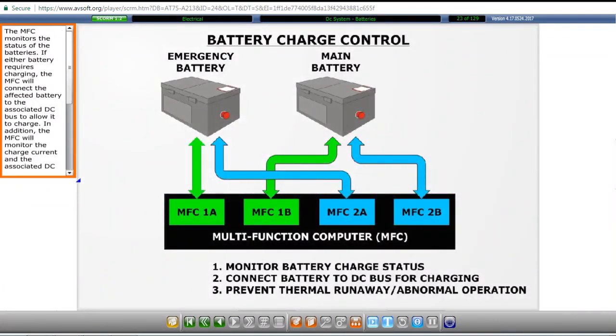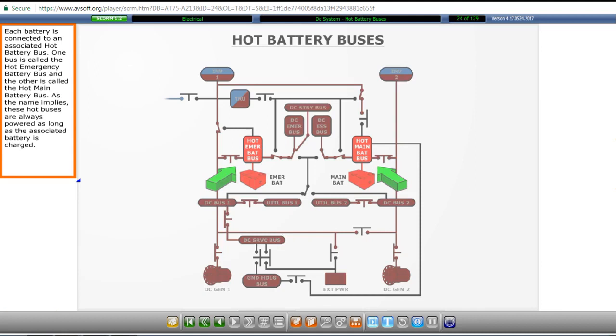The multifunction computer monitors the status of the batteries. If either battery requires charging, the multifunction computer will connect the affected battery to the associated DC bus to allow it to charge. In addition, the multifunction computer will monitor the charge current and the associated DC bus voltage to prevent a battery thermal runaway condition or an abnormal battery operating condition.